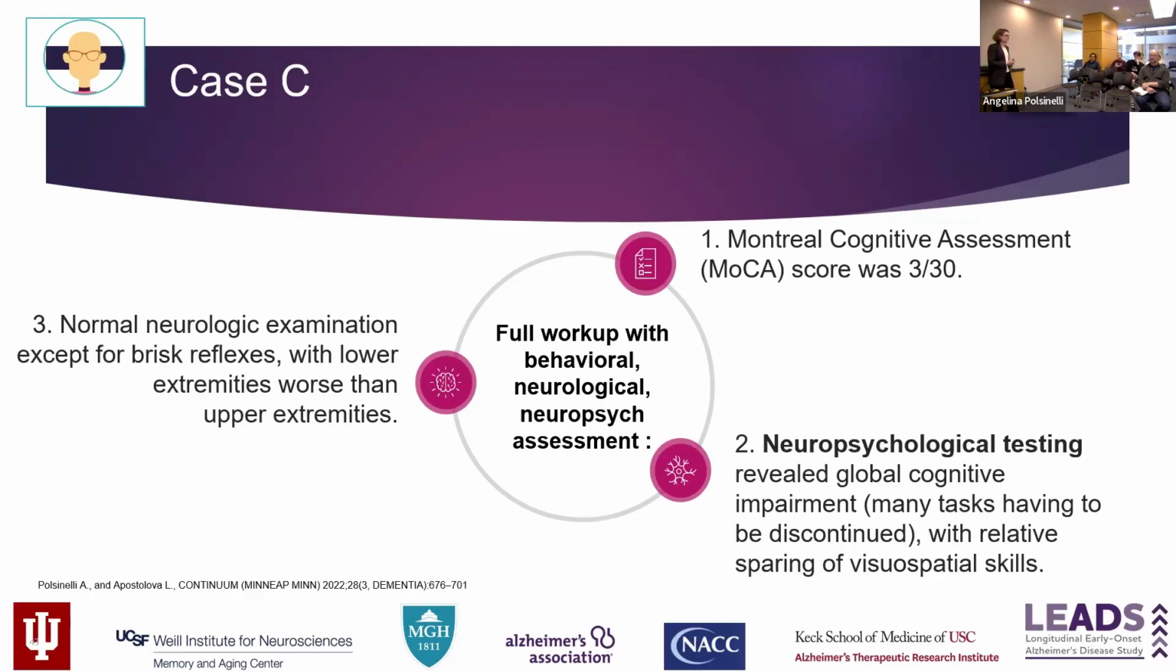Not surprisingly, neuropsych testing, even though typically in a clinical setting, we would never do neuropsych testing with somebody who had a cognitive screening score of 3 on the MoCA. But for the study we did, he was globally cognitively impaired, but his visual spatial skills were relatively spared. And he had a normal neurologic exam, except for some brisk reflexes with lower extremities worse than upper extremities.